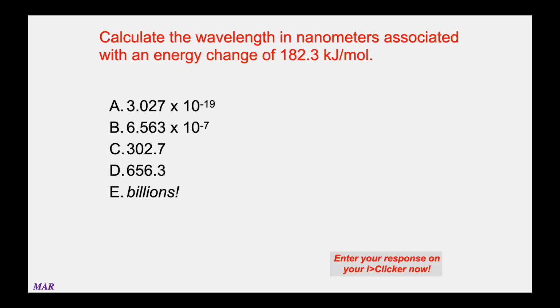Here's a question that's not hard, but it does take a lot of steps. The question says, calculate the wavelength in nanometers associated with an energy change of 182.3 kilojoules per mole. Now, in this problem, you have an energy. It's in kilojoules per mole. And you've got to go all the way back to wavelength in nanometers. So you're going to use Avogadro's number, Planck's constant, speed of light, joules to kilojoules, and meters to nanometers in this problem. So see if you can use all this information to calculate which of those is the best answer.